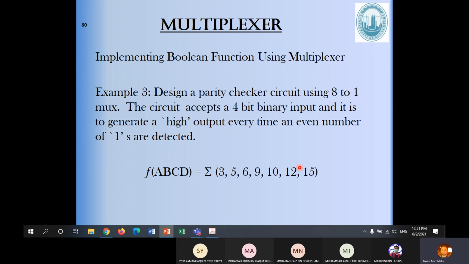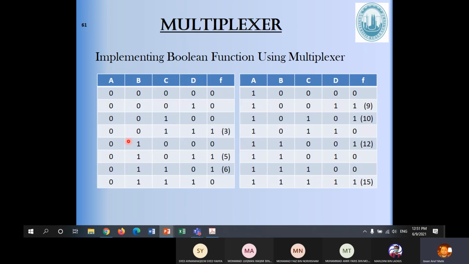And then another implementation of Boolean function using mux. Design a parity checker circuit using 8 to 1 mux which accepts 4-bit binary inputs. And it is to generate a high output every time an even number of 1s are detected. Okay, so ini sebenarnya dia punya equation. Okay, tapi sepatutnya ini bukan ini dulu. Sepatutnya kita kena buat yang ini dulu.